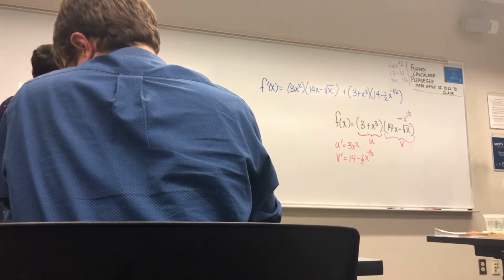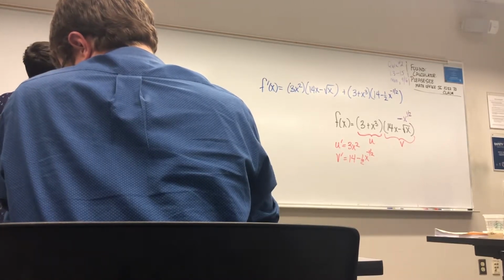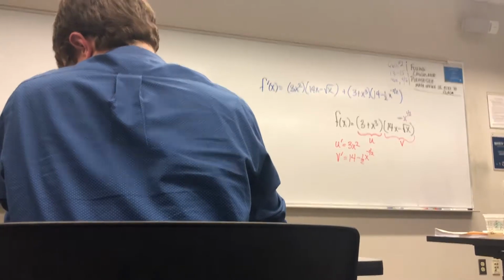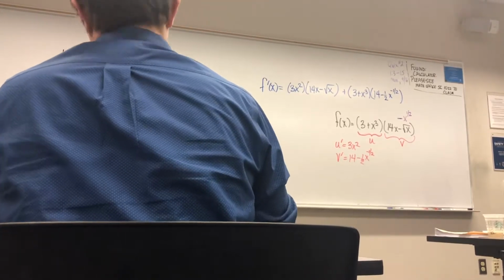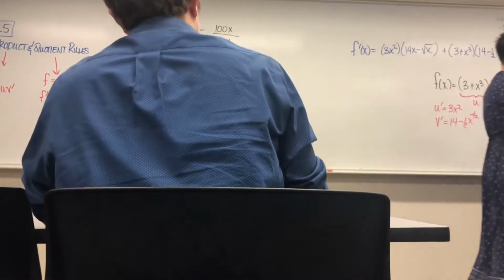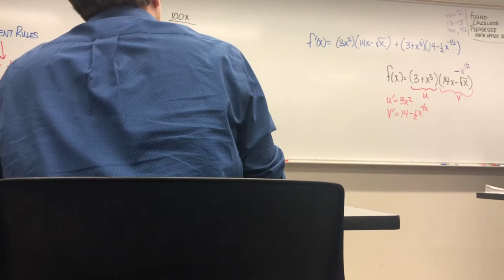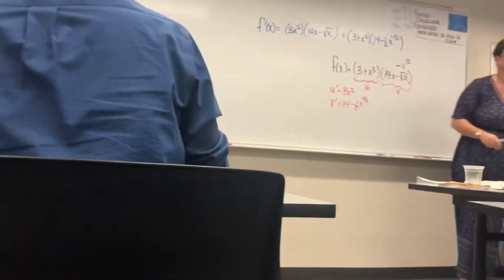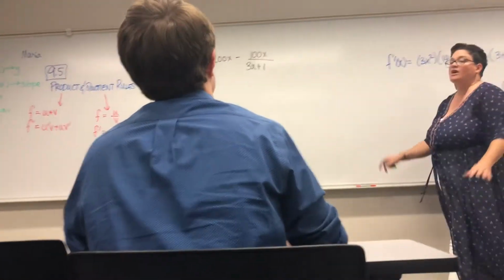Y equals 200x minus 100x over 3x plus 1. Yeah, that's too easy. These were much harder looking, weren't they? Yeah. What do we have here?